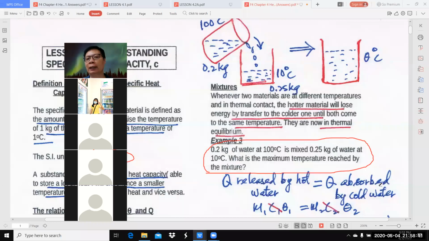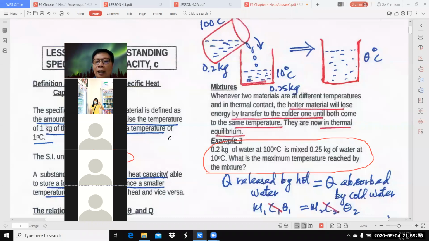This assumption is always asked in SPM questions. They ask you, what is your assumption? So our assumption is what? We assume no heat loss. All the heat energy from the hot water is absorbed by the cold water. No heat loss to the surrounding. But in reality, this thing won't happen. Some of the heat will run away. Understand or not?